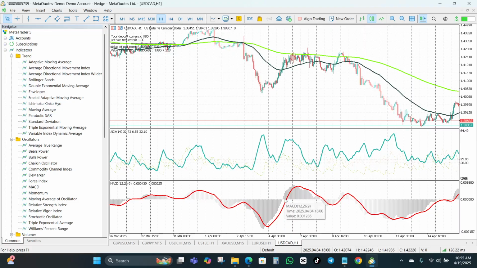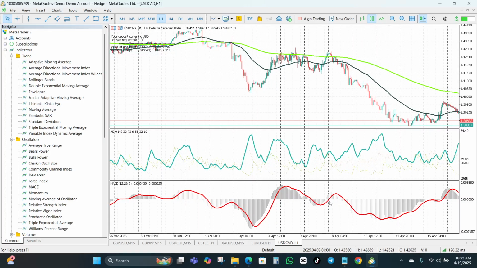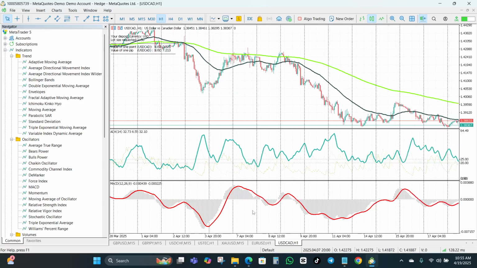it often signals bullish momentum. When it crosses below the zero level, it signals bearish momentum. All right, so the histogram gives a great visual representation of momentum strength, making this a dual purpose tool for both trend following and momentum trading.